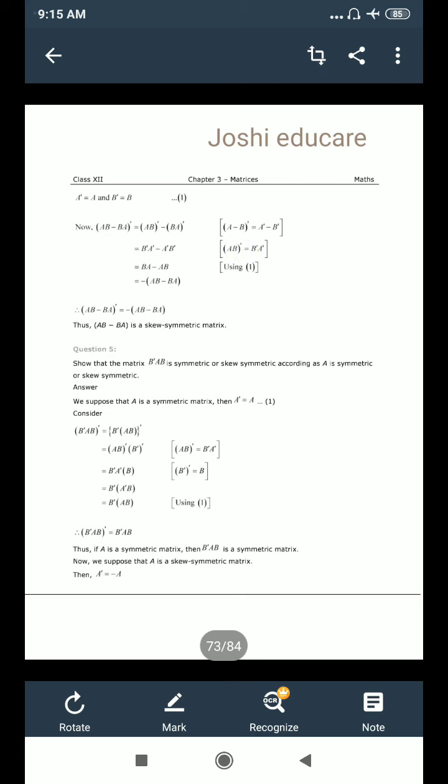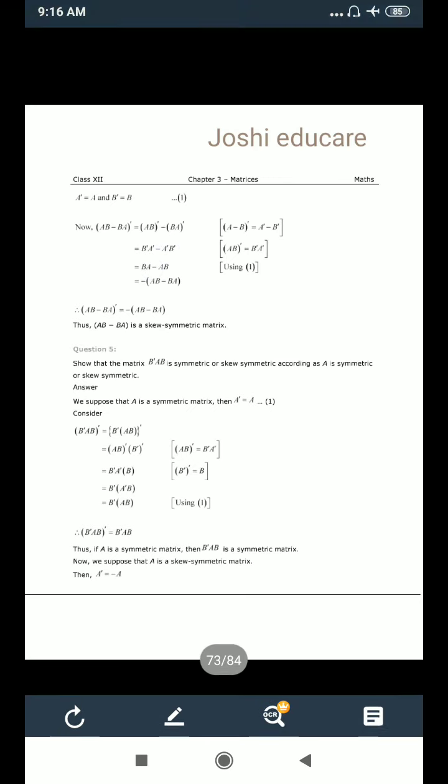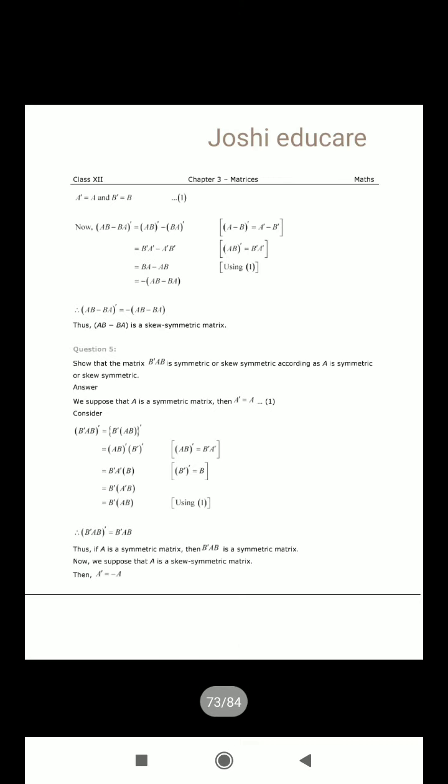Now B transpose is given equal to B, and A transpose is given equal to A. So we replace all these terms. This will be BA minus AB. You can take the negative sign common. It will be negative of (AB minus BA). So (AB minus BA) transpose is the negative of (AB minus BA). A matrix whose transpose is the negative of itself is a skew symmetric matrix.